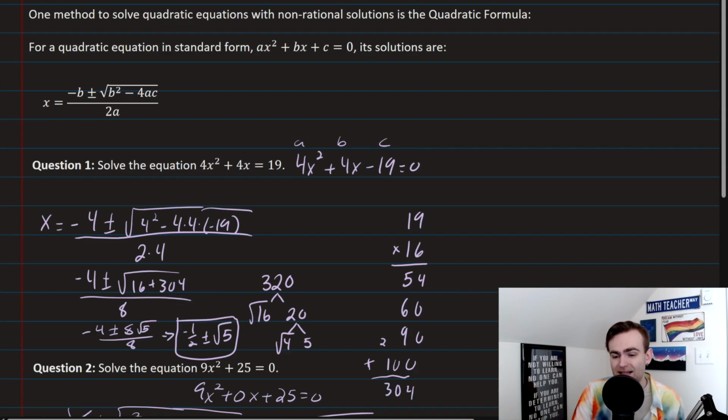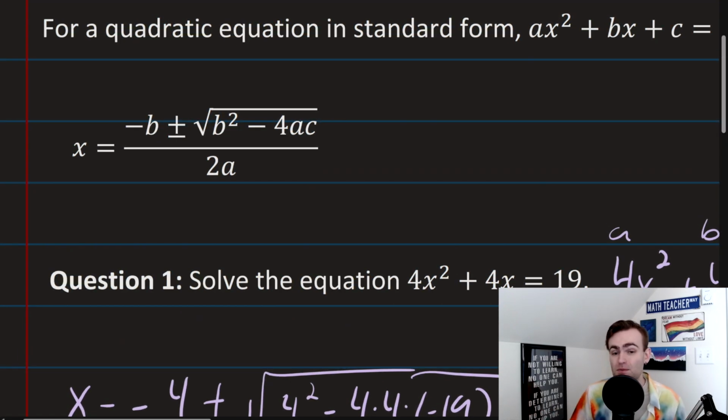Anyway, it is again x is equal to negative b plus or minus the square root of b squared minus 4ac all over 2a. My teacher in the past sang that to me in the tune of Pop Goes the Weasel, and it scarred me for life. Not going to do that to you.